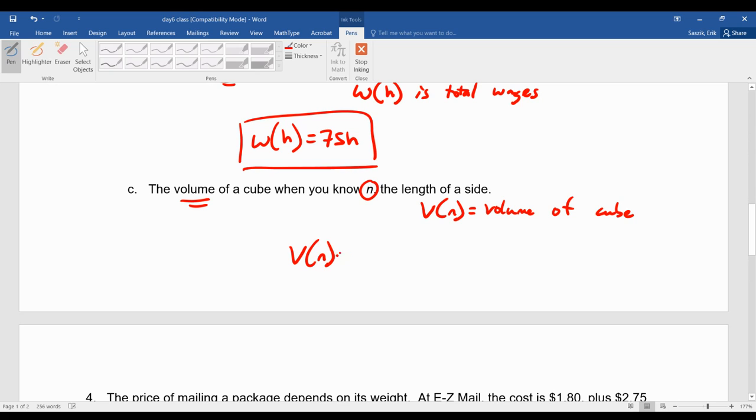So now we'll write V of n equals, remember, a cube is a special box. It's a box where the length, the width, and the height are all the same. So to find the volume of a box is usually length times width times height, but if they're all the same, if they're all x, it would be x times x times x, or in this case, n times n times n. N times n times n is just n to the third power.